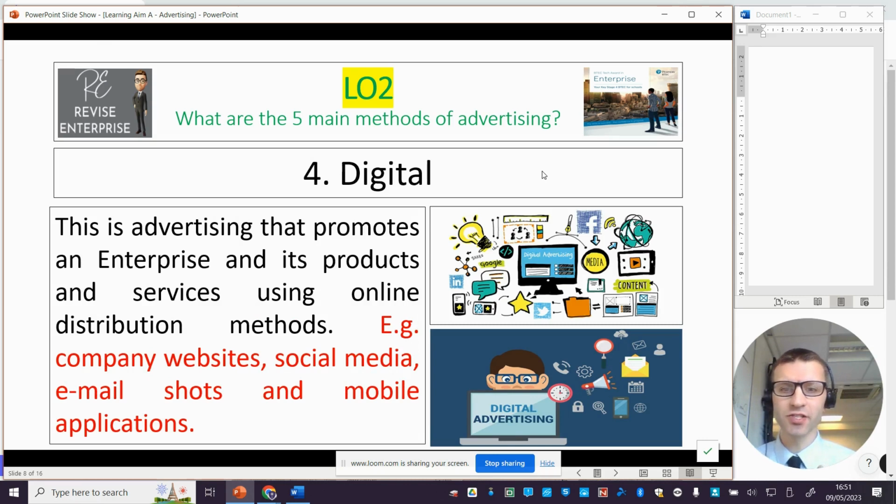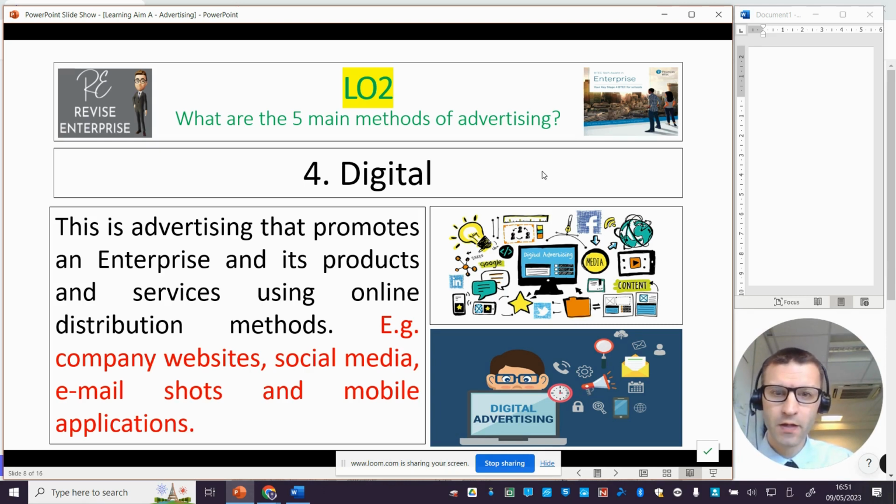Okay, next form of advertising, number 4, is digital. This is one of the most popular advertising methods of the 21st century. This advertising method promotes an enterprise and its products and services using online distribution methods. So typical examples here for our BTEC students could be company websites, social media accounts, email shots to customers, and mobile applications you would download on a smartphone. And typically this is a good example of advertising methods because a lot of the time digital will get to a wide range of audience, and also it can be free as well, for example, via social media methods.